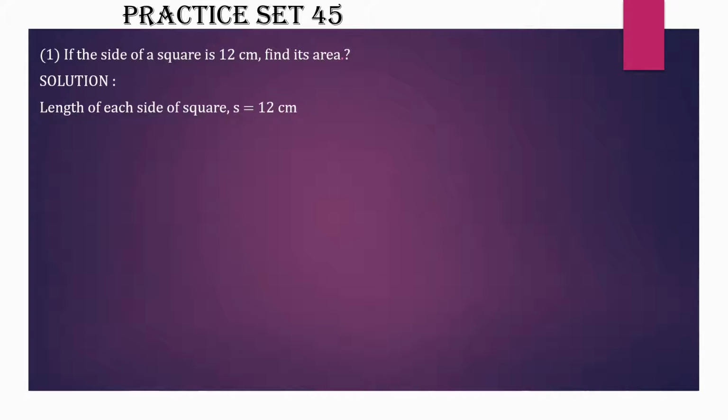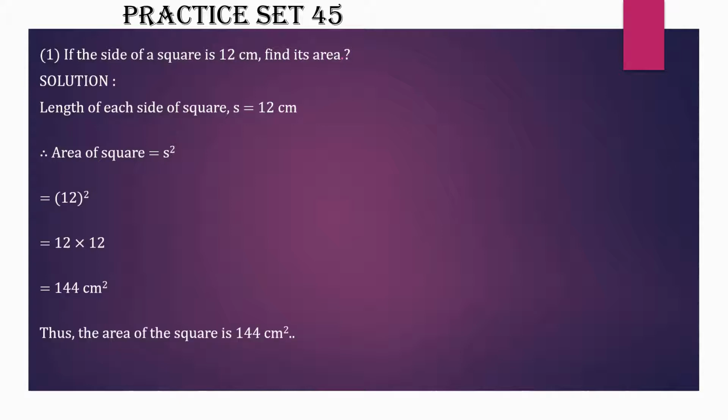Solution. Length of each side of the square S is 12 cm. Area of a square is equal to S square, which is equal to 12 square. 12 into 12 is equal to 144 centimeter square. So the area of a square of side 12 centimeter is 144 centimeter square. Thus the area of the square is 144 centimeter square.